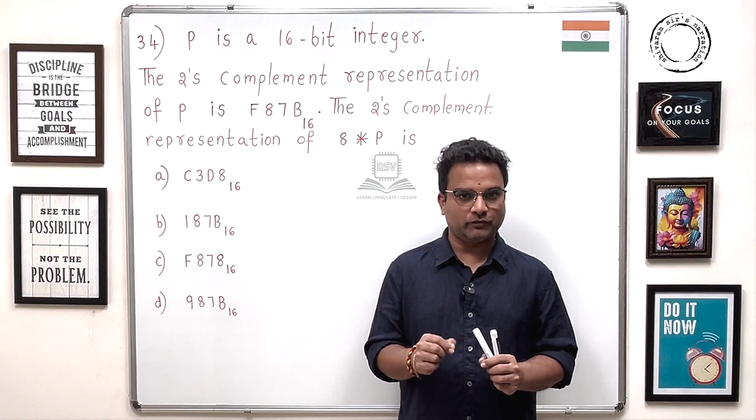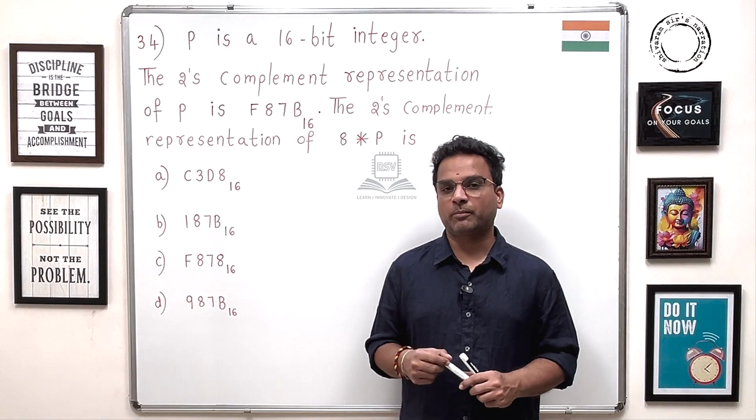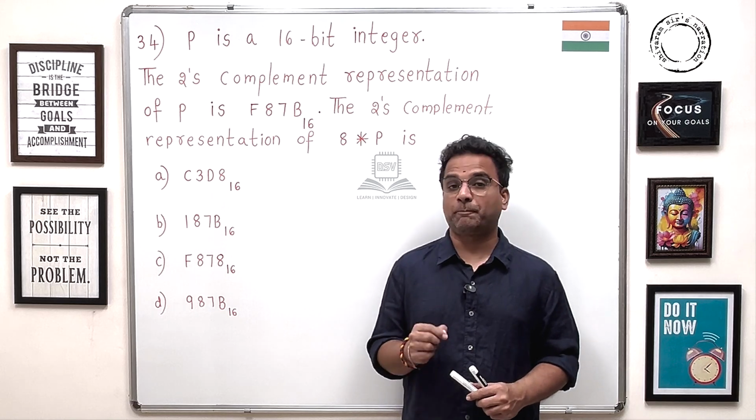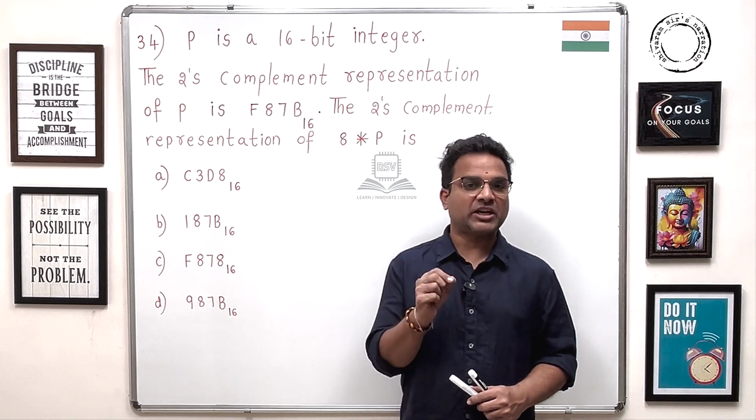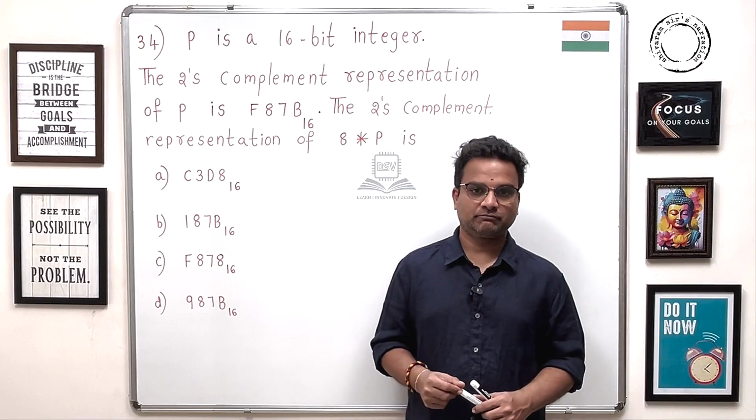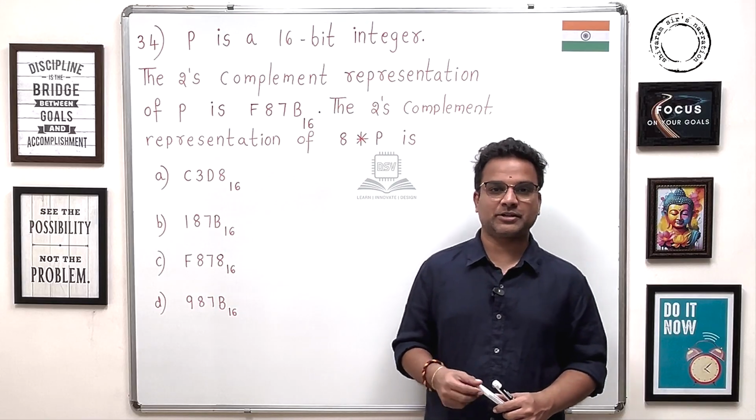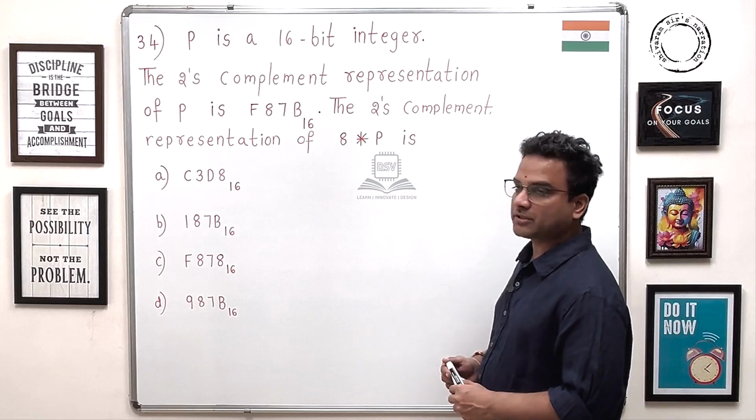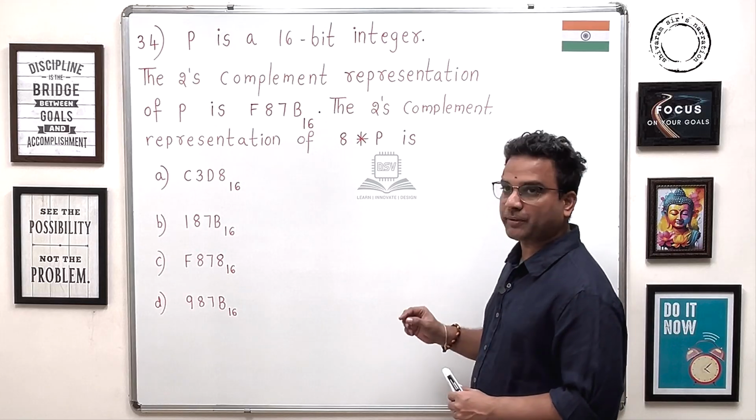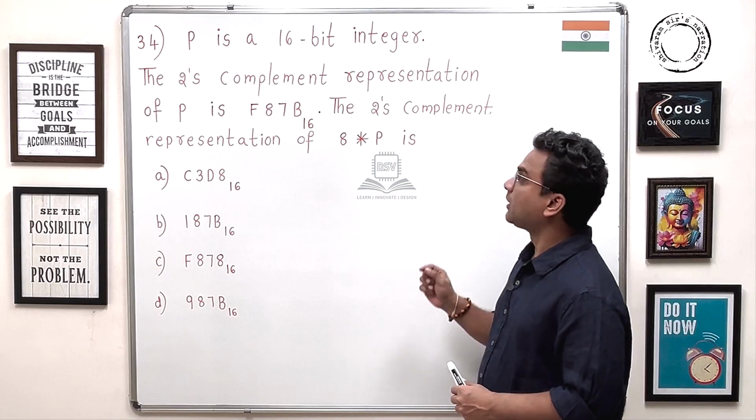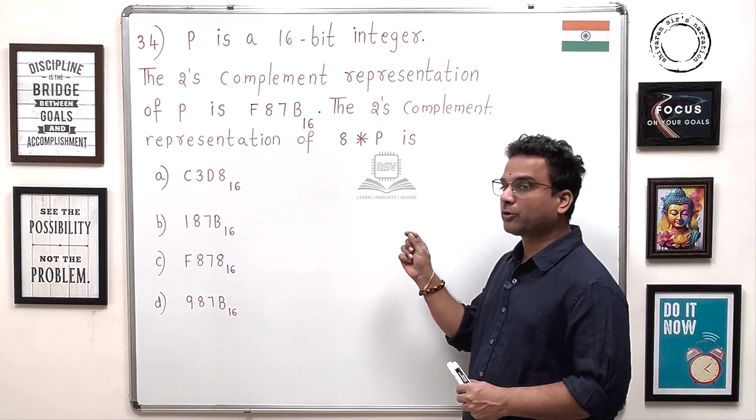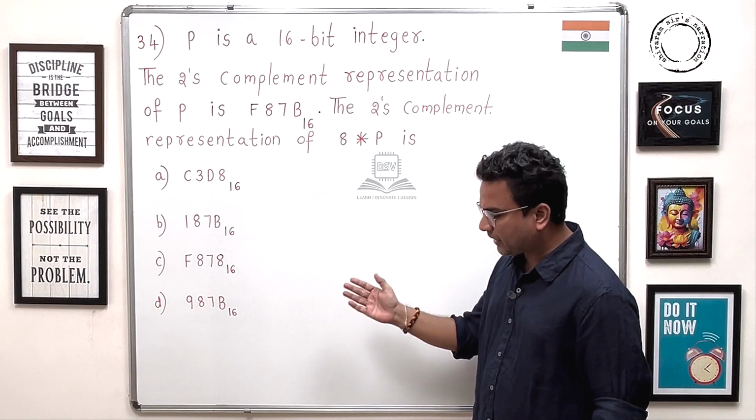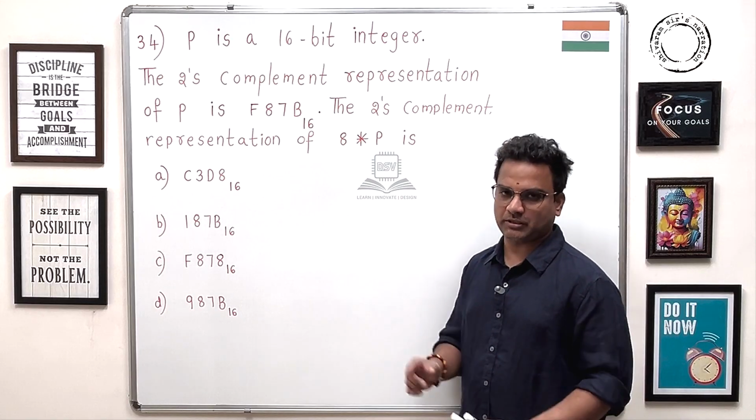In this video, we are going to discuss 2's complement representation and beyond that. Yes, this is one of the best questions to challenge your ability in 2's complement representation. Let's dive into the question. Number 34. P is a 16-bit integer. The 2's complement representation of P is F87B base 16. The 2's complement representation of 8 into P is: C3D8, 187B, F878, or 987B base 16.